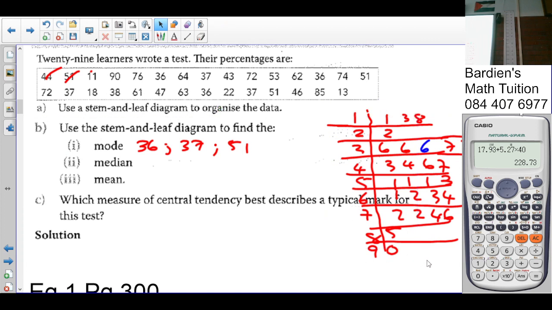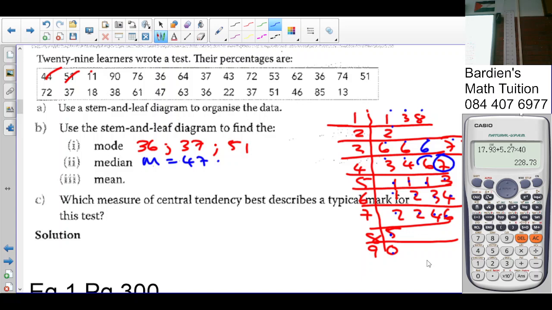Next question, the median. The median is the middle number of sorted totals. So there are 29 numbers. 29 divided by 2 is 14.5. So how many numbers are in the middle? 1. So it's going to be the 15th number. So I count 1, 2, 3, up to 15. That's your 15th number. Or if you count it the other way, it's the same. So 47 is the number in the middle. Can you see that?